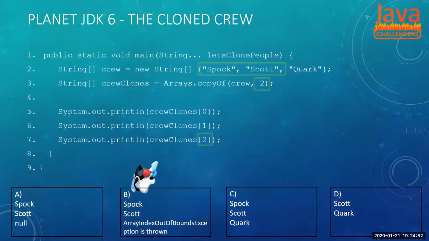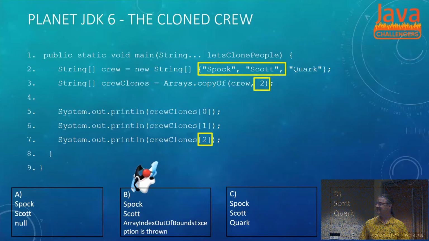So, Spock, Scott, and array index out of bounds. How many people saw the array index out of bounds on the code I just read? Okay. So, gave the answer away. All right. Who's Quark? I don't remember Quark. Deep Space Nine. Oh, okay. That's why. That's right. Yes.